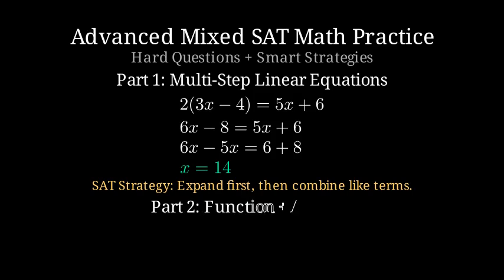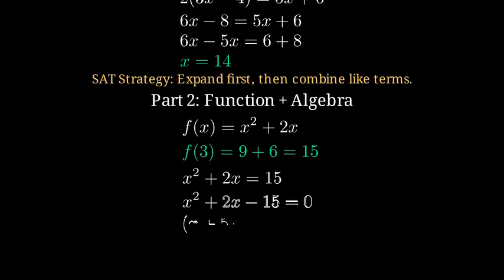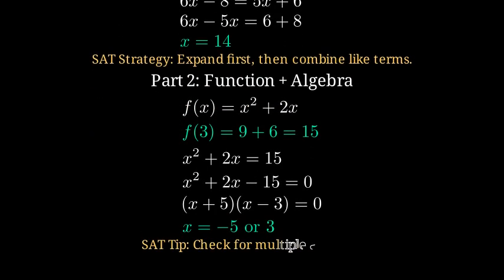Part 2. Function plus algebra. If f(x) = x² + 2x, find f(3). We plug in 3. 9 plus 6 equals 15. Now, the SAT twist. If f(x) = 15, solve for x. We get x² + 2x - 15 = 0. Factor: (x + 5)(x - 3) = 0. So x equals -5 or 3. SAT tip. Always check for multiple answers.